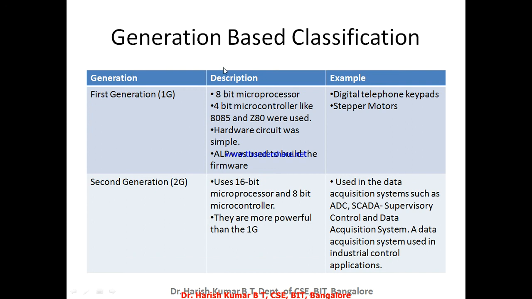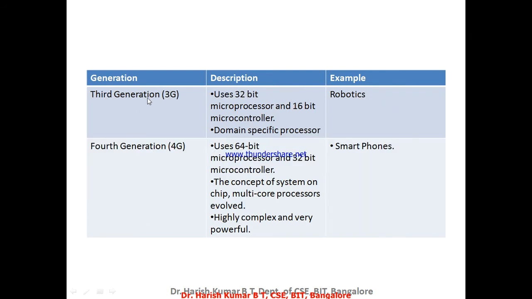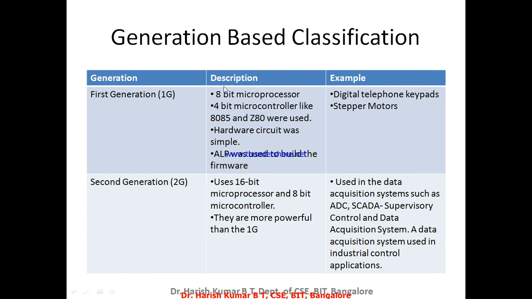When I discuss the generation based classification of embedded systems, it is something like this: first generation embedded system, second generation, third generation, and finally the 4th generation embedded system. We are at the 4th generation right now. Now what is the first generation embedded system? In the middle column I have the description. The first generation embedded systems sometimes used an 8-bit microprocessor, and sometimes even a 4-bit microprocessor, and controllers like the 4-bit microcontroller, 8085. The hardware circuitry was very simple, not that complicated, and assembly level programming language was used to build the firmware.